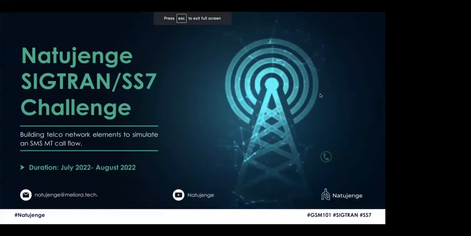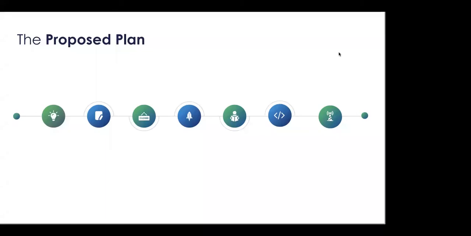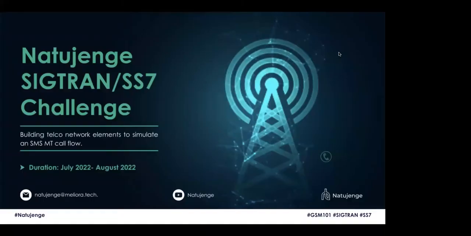The reason why we're here is because we want to work on a challenge together. And that challenge is called the SS7 challenge, or SIGTRAN. All these things are acronyms, so you don't have to worry if you don't know much about them. It will be a season of getting to learn a lot about telecommunications.